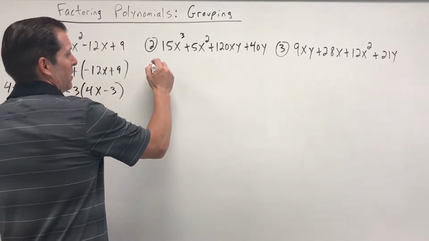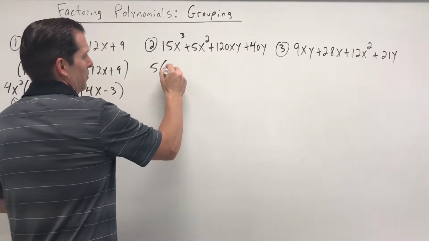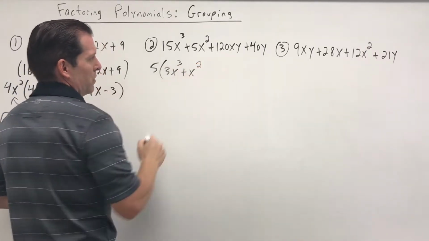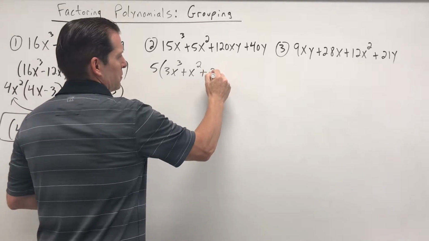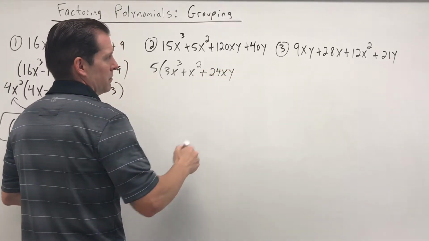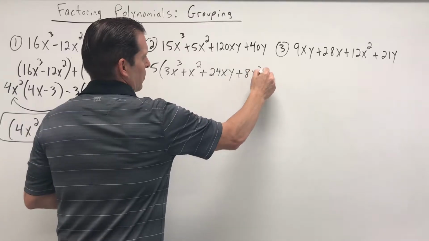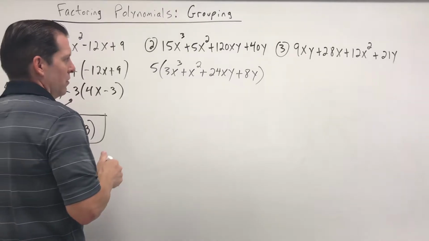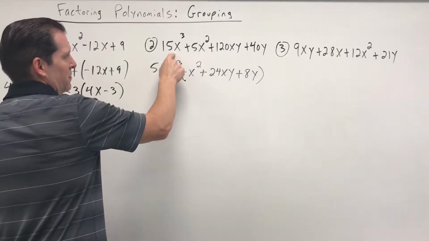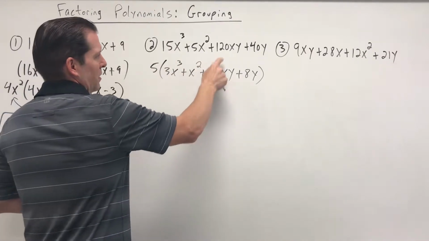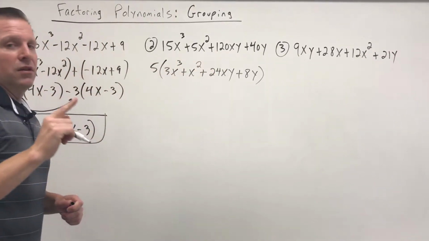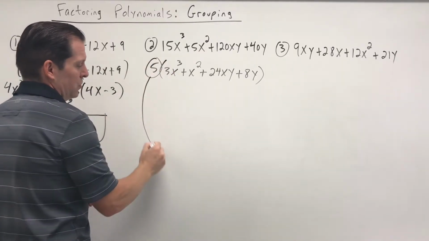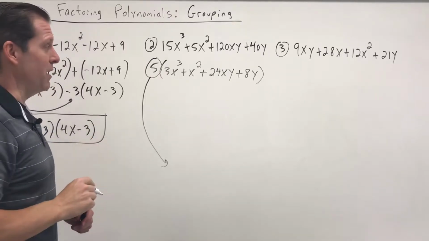So I'm going to take out my common factor of 5. That's going to leave me with 3x to the third plus x squared plus 24xy plus 8y. Remember, you're just dividing all these by 5 to see what's left over. You can, of course, check your answer here. 5 times this gives me 15x to the third, 5 times this, 5 times this, and so on. Take your common factor, like always, circle it, and drop it down so you don't forget about it.